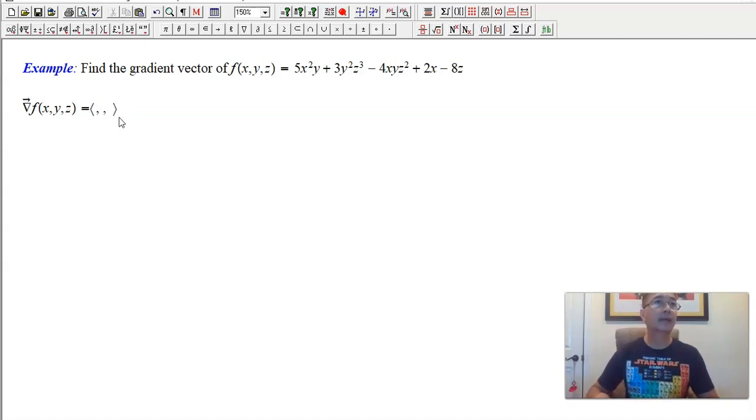Okay, so for partial x, we see a 10xy here. And then we have nothing here, that's going to be 0. And then we're going to get minus 4yz squared. Oops, habit. Nope, I have a different exponent. Oh, there's a 2x there, so plus 2. Minus 8z goes away. Repeat for y.